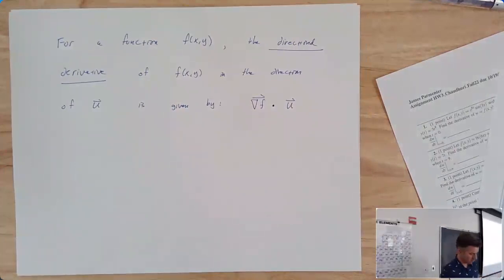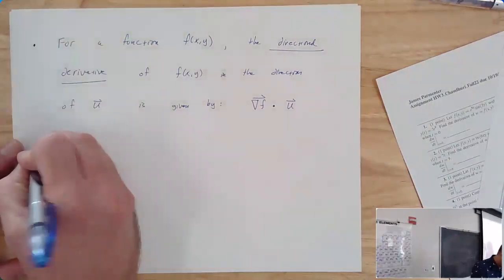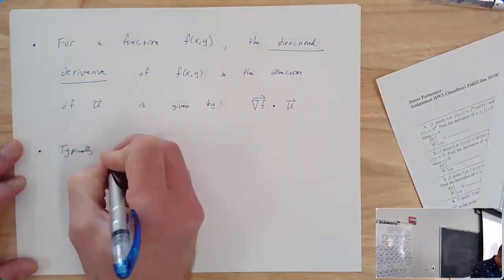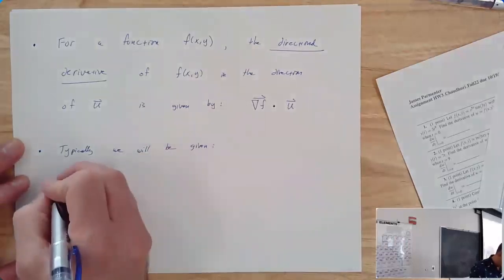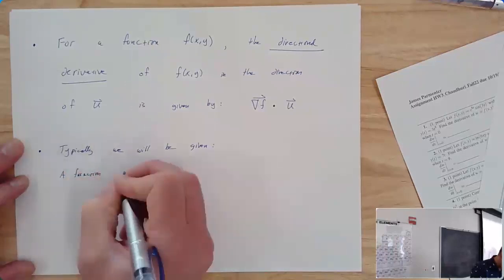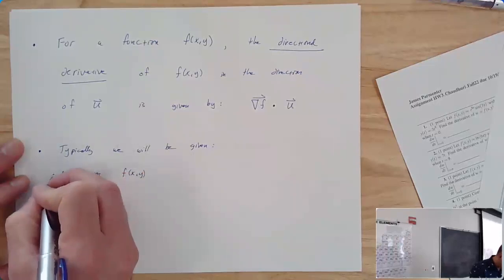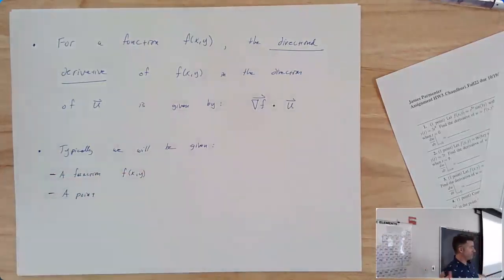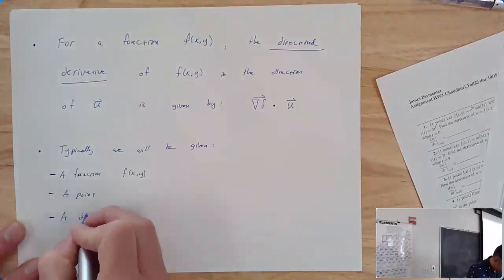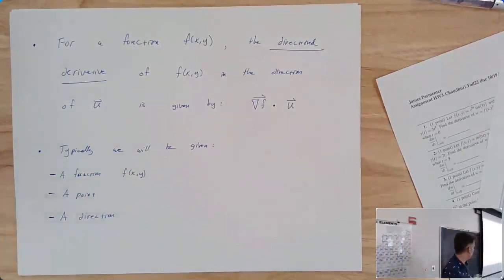Now, we typically need a little more information. So typically, we will be given the following things. We'll be given a function, f of x, y. We'll also be given a point where we're actually finding the derivative at, right? Because just like functions of one variable, if someone says, find the slope of the tangent line, they have to tell you where you're finding the slope of the tangent line. It could be in general, but it's not going to be a specific number if that's what they're asking. And then finally, they have to tell us a direction. So those are the three pieces of information we really need to be able to find a directional derivative.